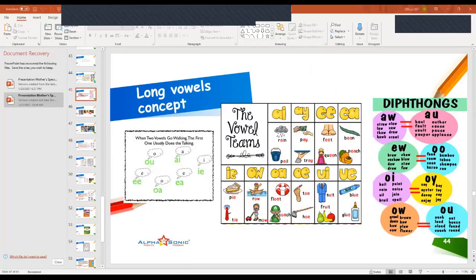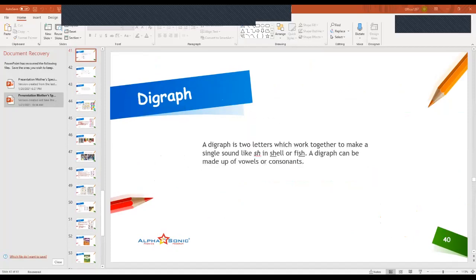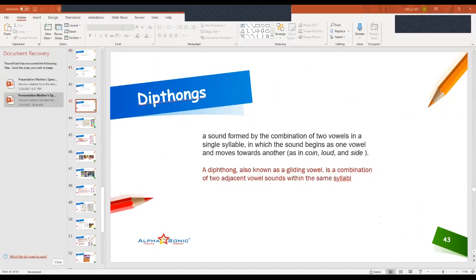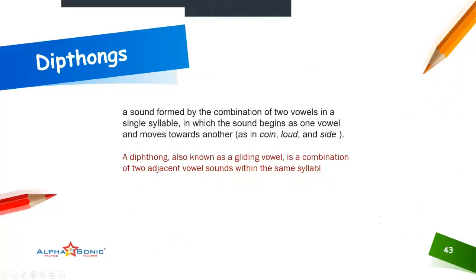So I will stop sharing and go to the presentation here. You can see, we did all these things. A diphthong is a sound formed by the combination of two vowels in a single syllable in which the sound begins as one vowel and moves towards another. They are also called gliding vowels. So diphthongs is one concept which we have kept separately so that there is no confusion.